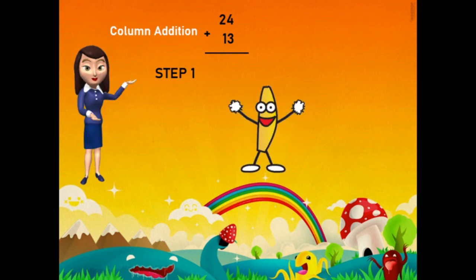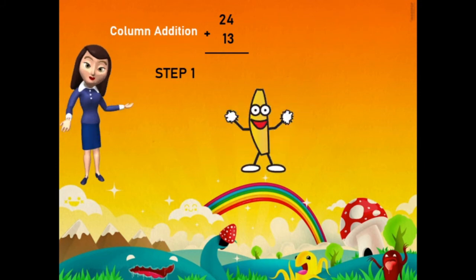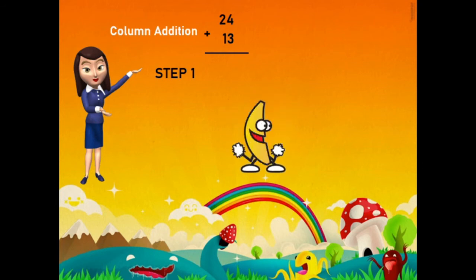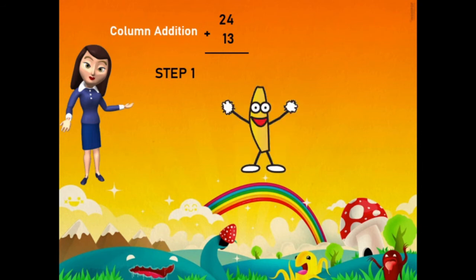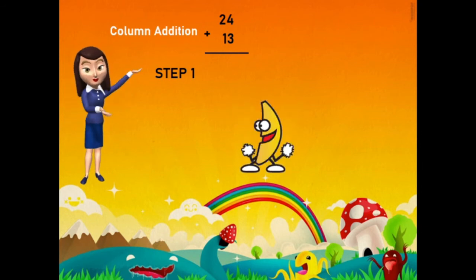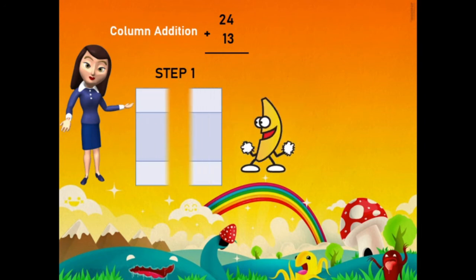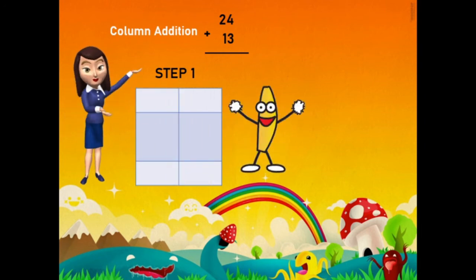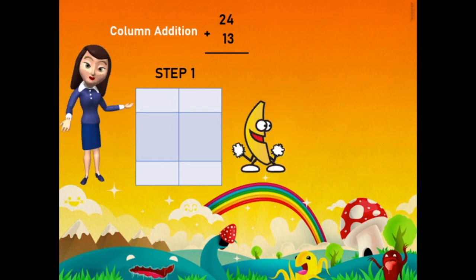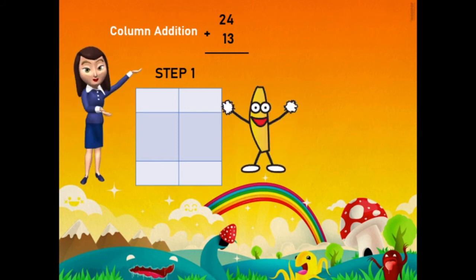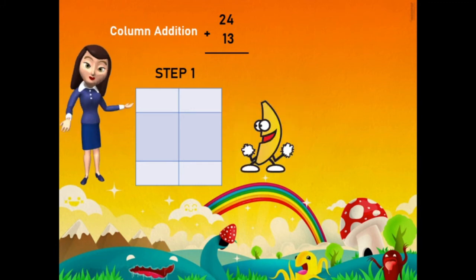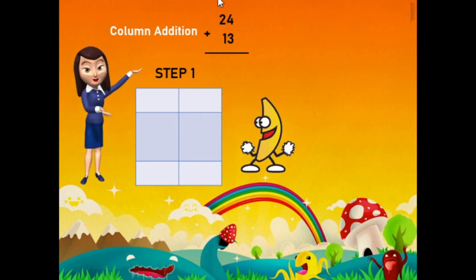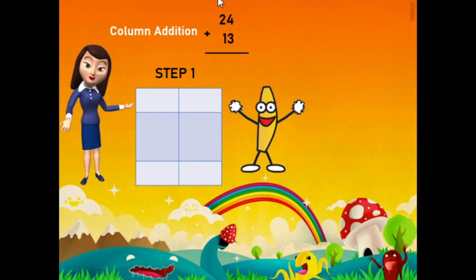Step 1. This is a beginner way of knowing how to add 2-digit numbers. You're going to make a table with 2 columns and 3 rows. Again, we are going to make 2 columns with 3 rows.